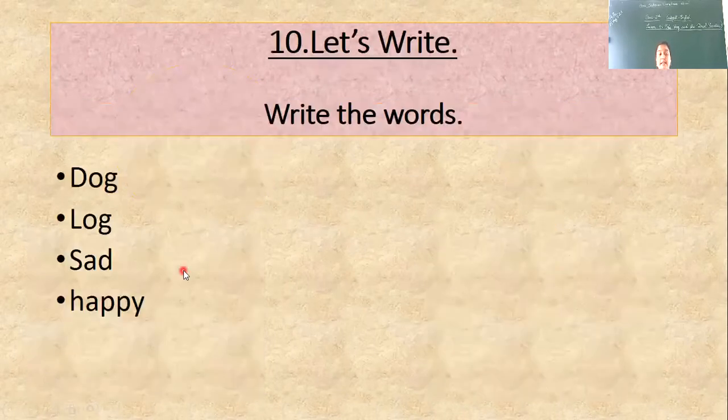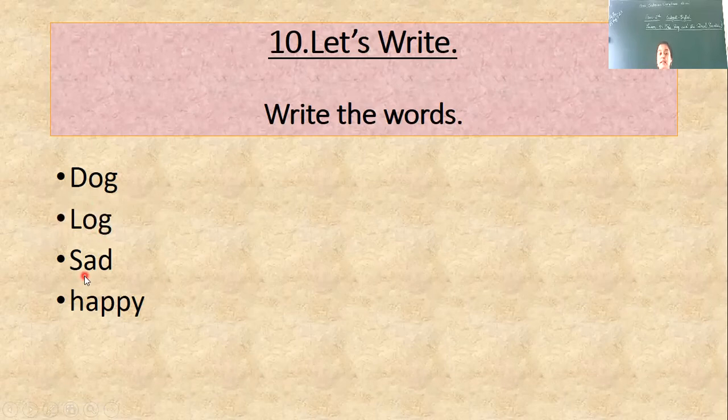Next part of the exercise says, let's stand back. So here, what is the first word given as? Dog, sad, happy. Dog, dog, sad, and happy. We have to do the practice of writing in the whole line.